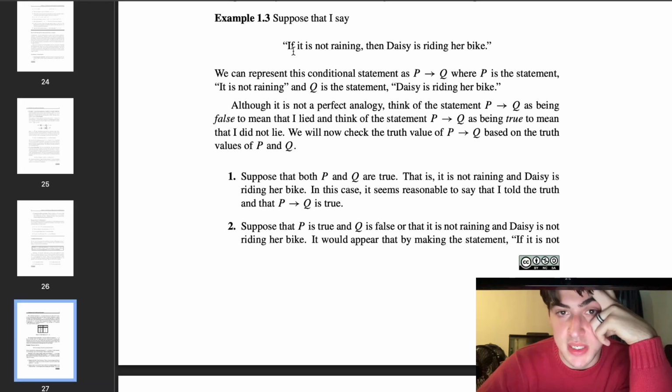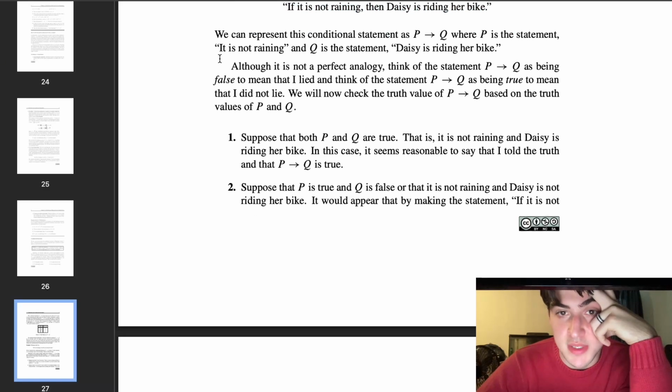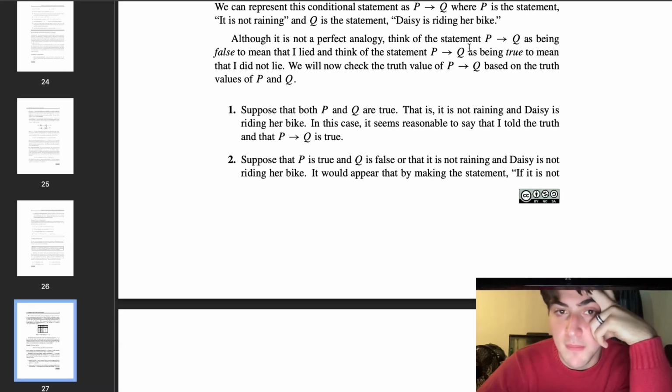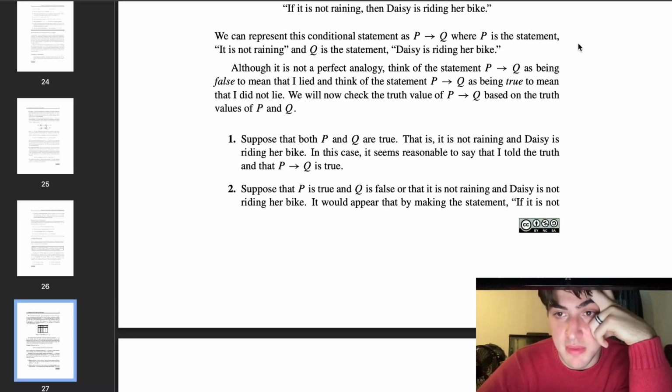Example 1.3, suppose that I say, if it is not raining, then Daisy is riding her bike. We can represent this conditional statement as P arrow Q, where P is the statement, it is not raining, and Q is the statement, Daisy is riding her bike. Although it is not a perfect analogy, think of the statement P arrow Q as being false to mean that I lied, and think of the statement P arrow Q as being true to mean that I did not lie.